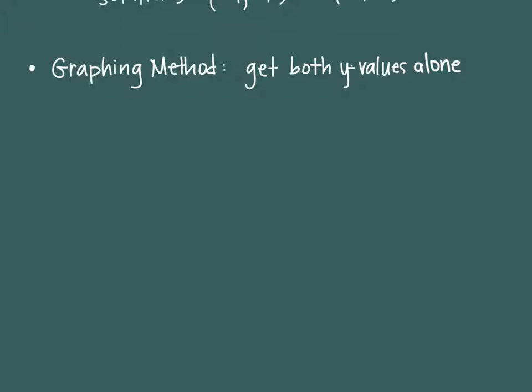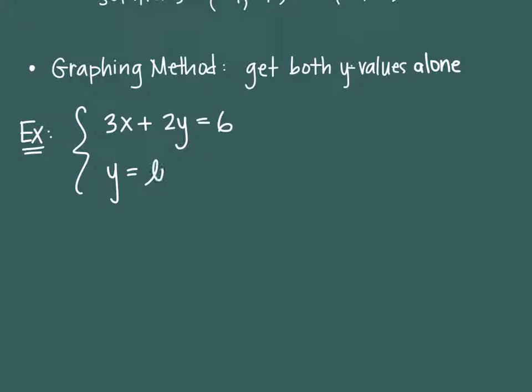All right, our first graphing example is the system, so the brackets of 3x plus 2y equals 6 compared to y equals ln x minus 2. In this problem, one of the y's is alone, but the other one isn't. So one of them is fine, but our job is to get both y's alone.